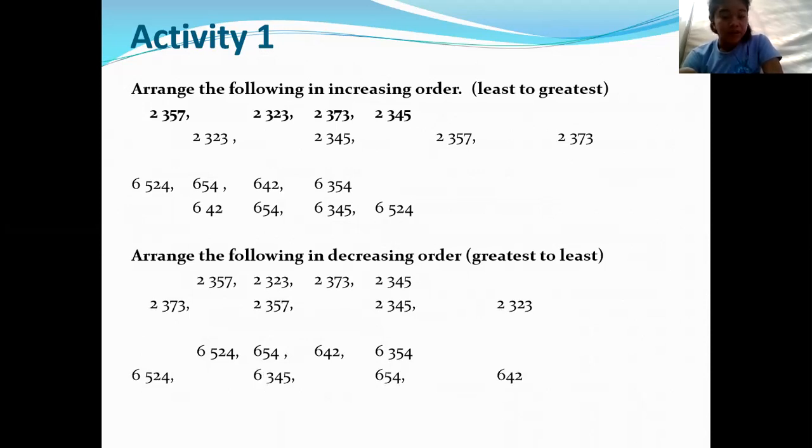Next number, we have 6,524, 654, 642, and 6,354. Okay, greatest to least means from the biggest to the smallest. We have, nagauna si 6,524 because it is the bigger number, and the last is 642, the lesser number.